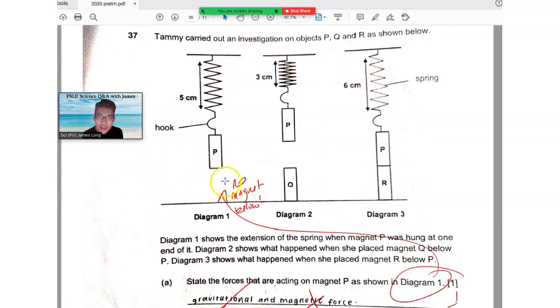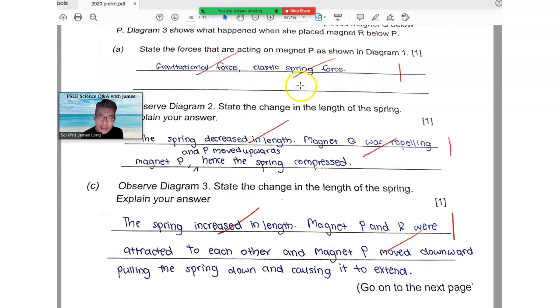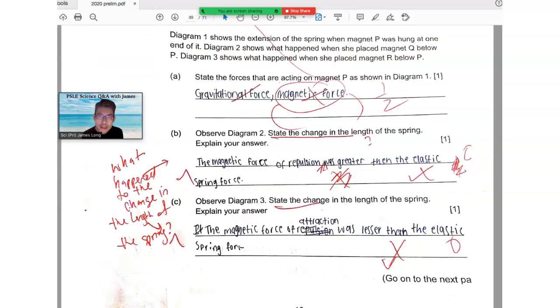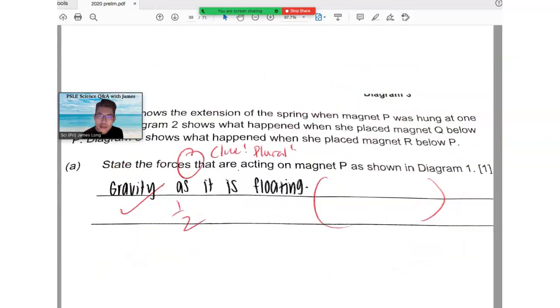There's no magnet here. Now so many of my students wrote down, oh, what are the forces acting on P? Magnetic force. Just because there's a magnet here doesn't mean there's a magnetic force acting on it. P has magnetic field around it, but if there's no magnet opposing it or attracting it, then it will not be experiencing a magnetic force. Get it? Alright? Of course, it will experience a gravitational force. The gravitational force pulls it down. So what keeps it here? Clue. Yes, elastic spring force keeps it there. Alright, elastic spring force keeps it there. Now, let's take a look at other things. So, magnetic force definitely is not correct.